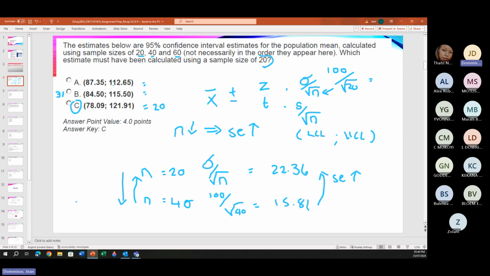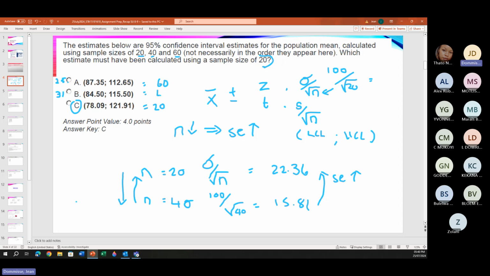If we check 112.65 minus 87.35, the difference is 25. Okay, so the biggest difference is the top one, or sorry, the smallest difference is the top one. So that means that would have been a 60.